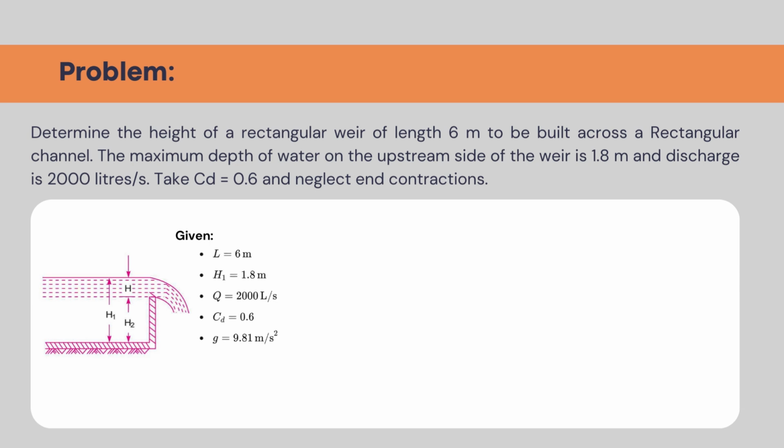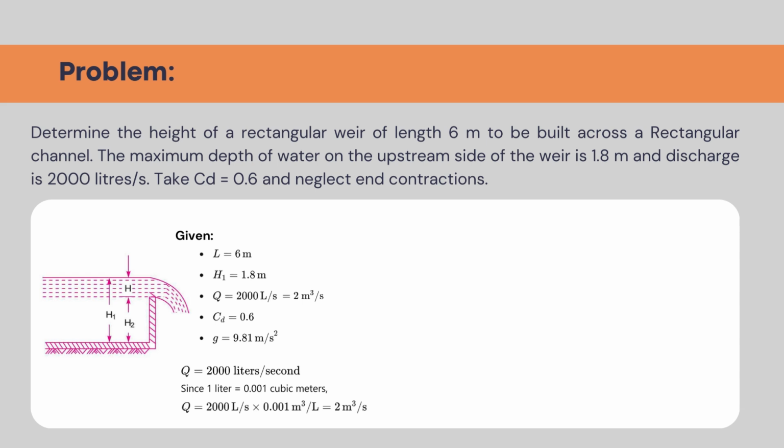So, the given values are the length of the weir is 6 meters, the depth of water on the upstream side is 1.8 meters, and the given discharge is 2,000 liters per second, which we will convert to cubic meters per second. Since 1 liter is equivalent to 1/1,000th cubic meter, the discharge is calculated as 2,000 liters per second multiplied by 1/1,000th cubic meters per liter, which equals 2 cubic meters per second. Next, the discharge coefficient is equal to 0.6. Lastly, the acceleration due to gravity is 9.81 meters per second squared.